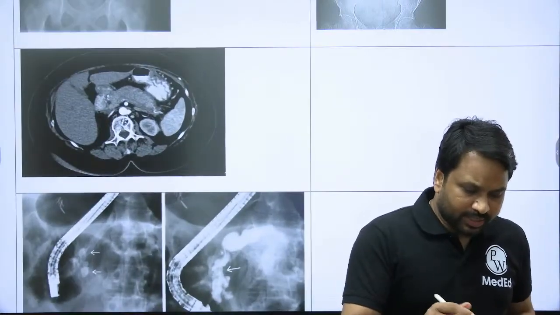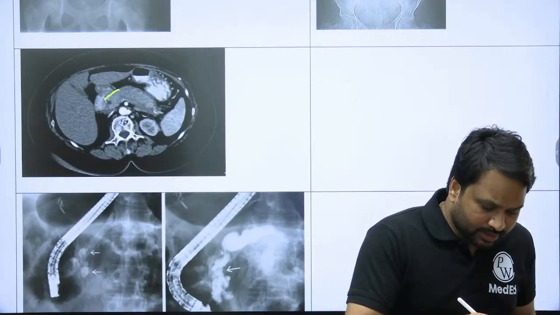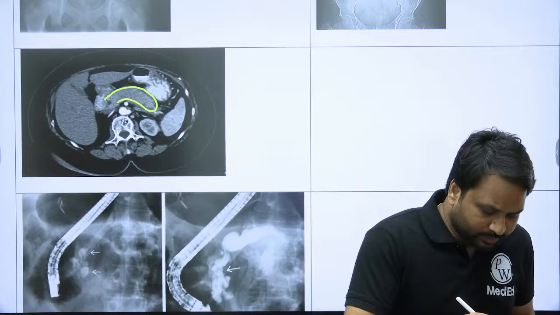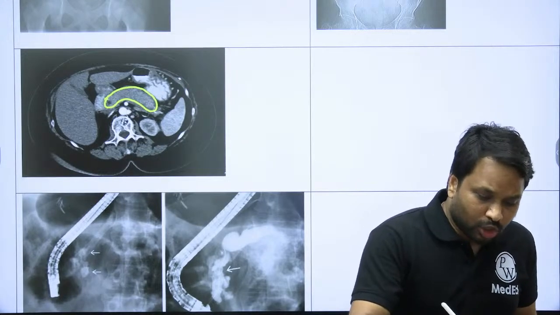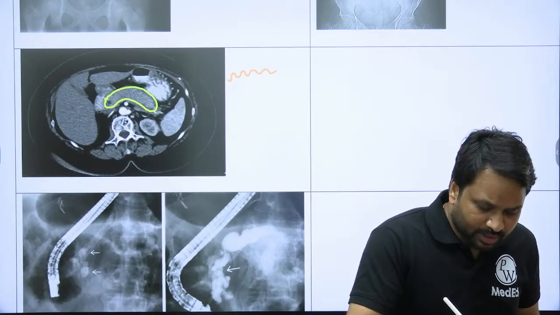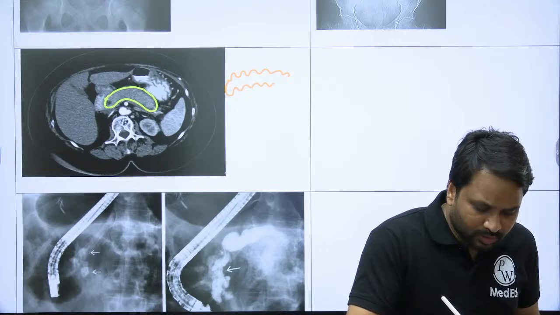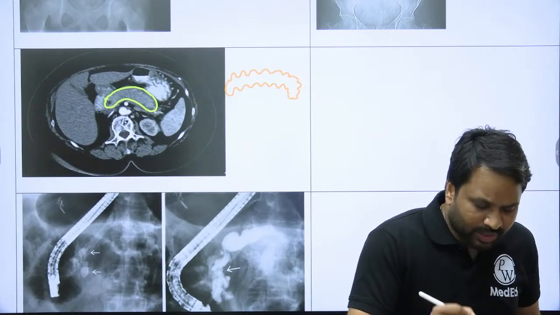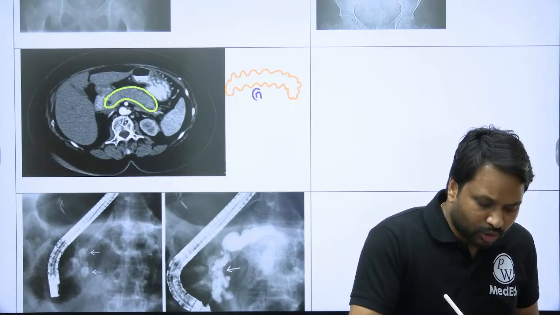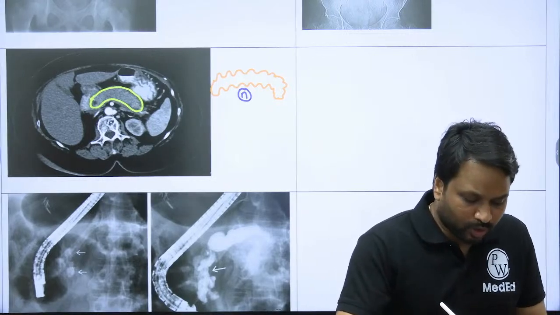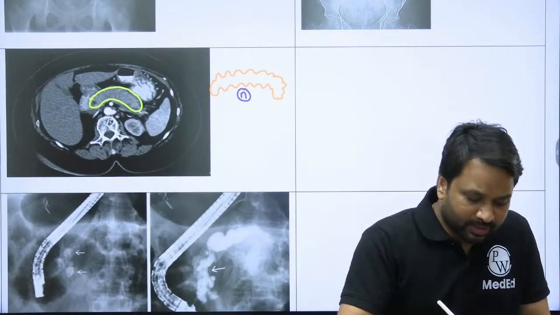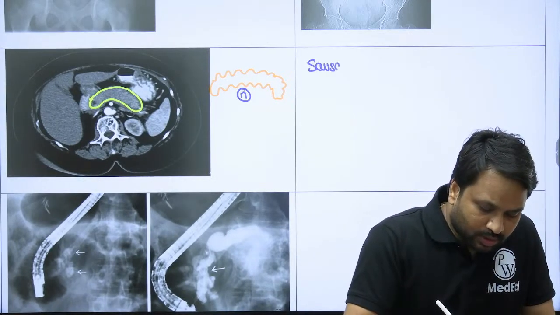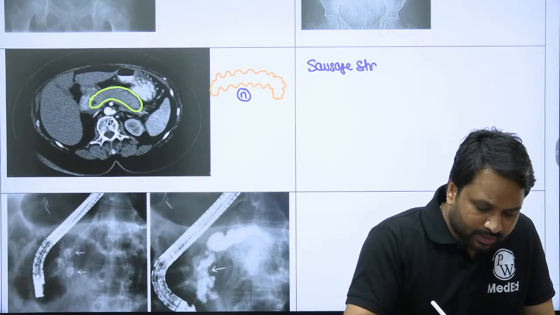Now this is again an interesting image where you can see the pancreas which is present here. Right? A normal pancreas will have this hazy margin, which is how a normal pancreas would look. So loss of this hazy margin is what we call a sausage shaped pancreas.